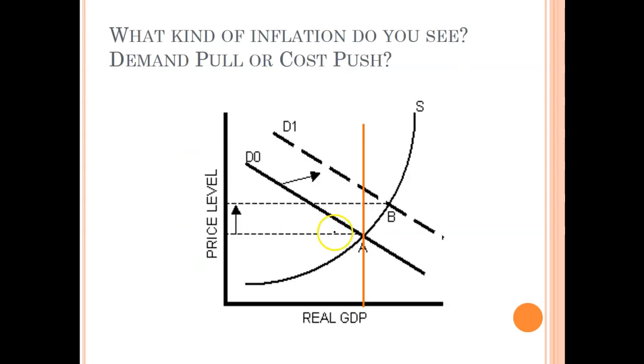So this is what it looks like. We start out at point A, and we have our LRAS, this orange line right here. And then, because of the decrease in taxes, households consume more. So again, the aggregate demand curve is C plus I plus G plus the net exports. That equals GDP, and that equals the aggregate demand. So if households start to spend more, that's going to shift the aggregate demand curve to the right.